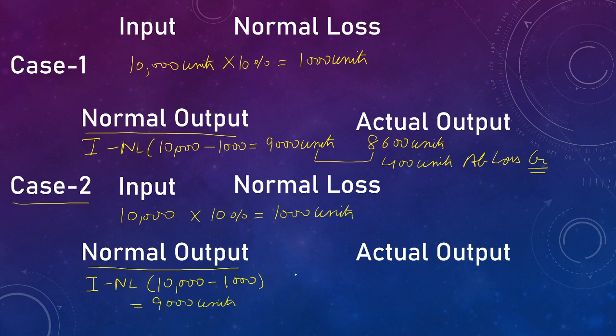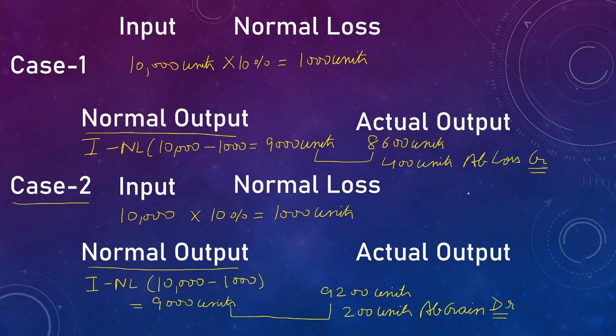And if the actual output is above the normal output, here say the actual output is 9200 units, it means in this process the firm will earn an extra gain or extra profit of 200 units. These extra units are known as abnormal gain, and this abnormal gain is debited in the process account. So abnormal loss occurs when the actual output is less than normal output, and abnormal gain occurs when the actual output is more than normal output.